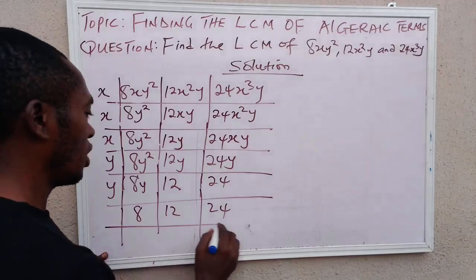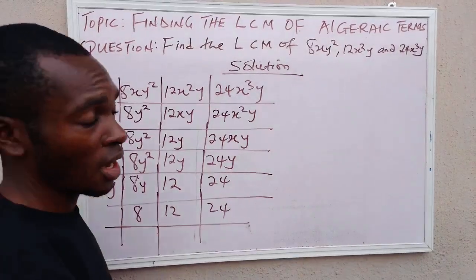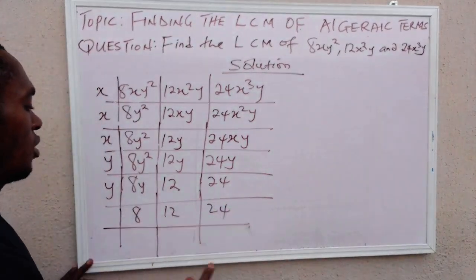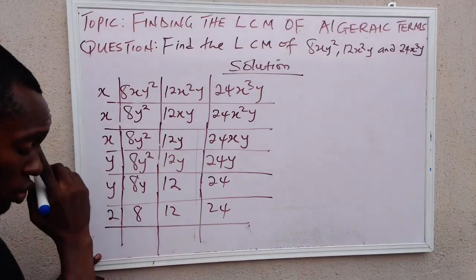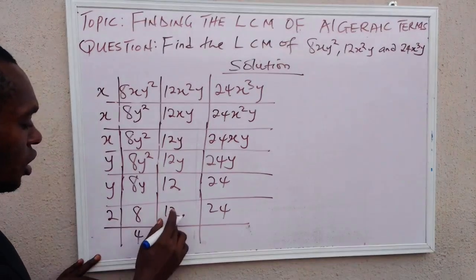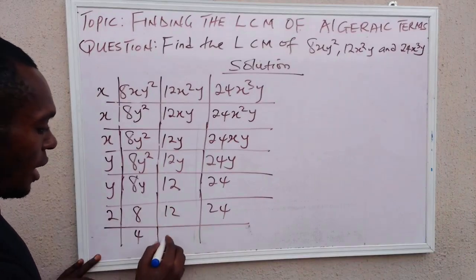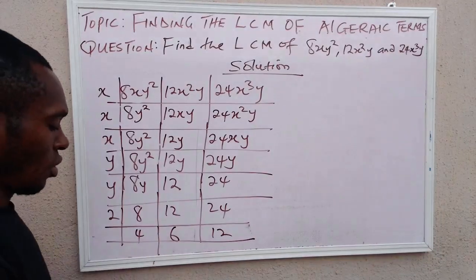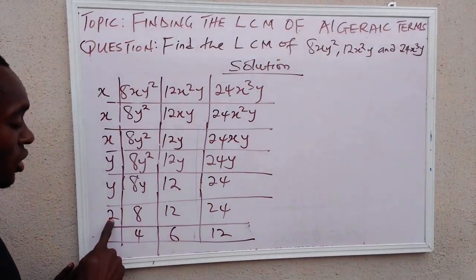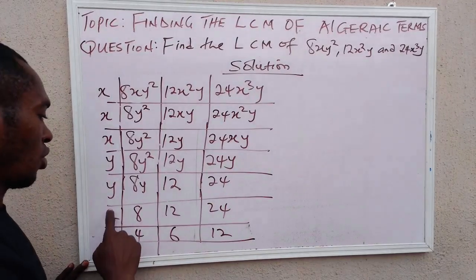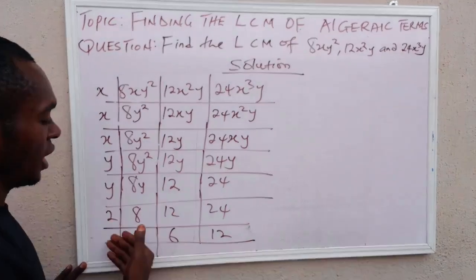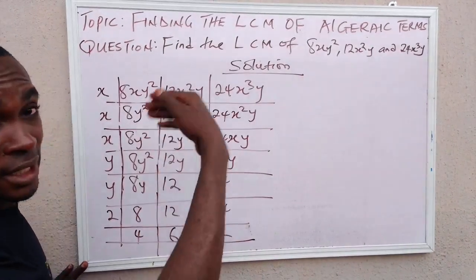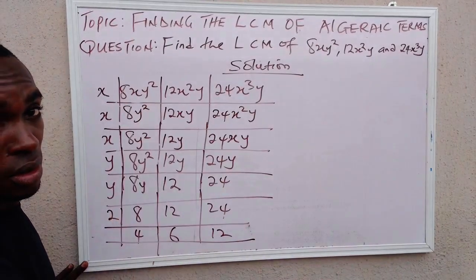Now the next thing you do is to go ahead and begin to use numbers. I have 8, 12, 24. So what number can divide any of these? Let's use 2. 2 into 8 is 4. 2 into 12 is 6. 2 into 24 is 12. Mind you, you can just go ahead and use 8 here, or use 12 here, or use 24 here, because what you're looking for is a term that can divide either 8, 12, or 24, or a term that can divide all of them. Hope you understood that.